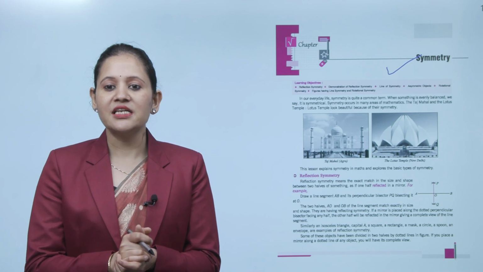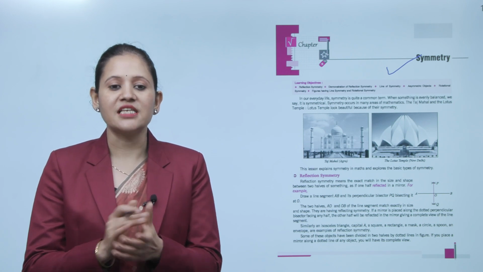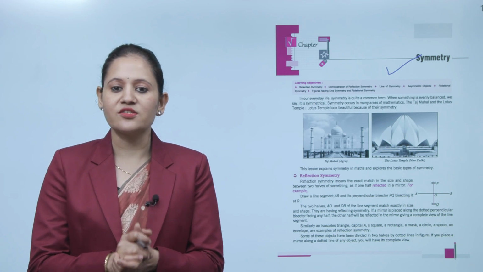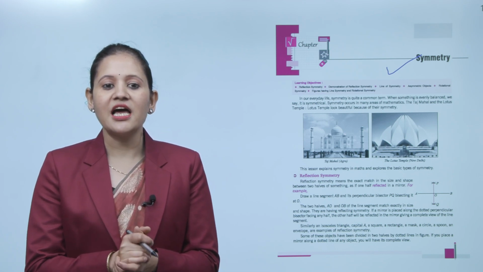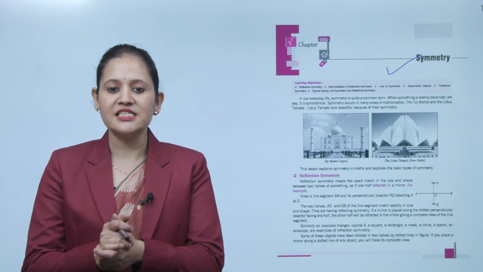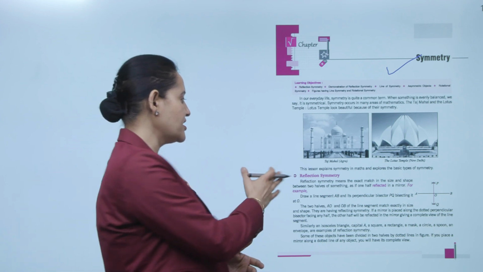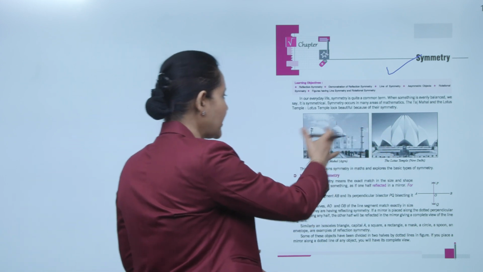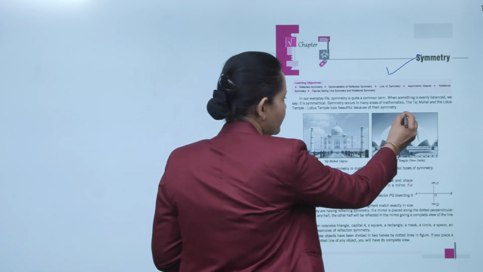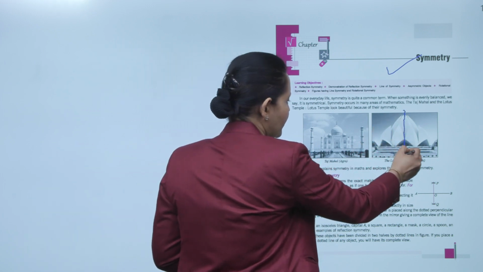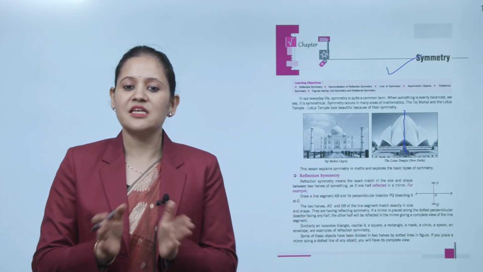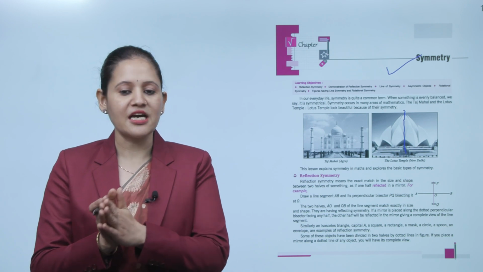When something is evenly balanced, we say it is symmetrical. Symmetry occurs in many areas of mathematics. The Taj Mahal and the Lotus Temple look beautiful because of their symmetry. So here you can see the Taj Mahal and the Lotus Temple. These are symmetrical. Suppose this is the line of symmetry that will divide the given figure into two equal halves. This lesson explains symmetry in maths and explores the basic types of symmetry.